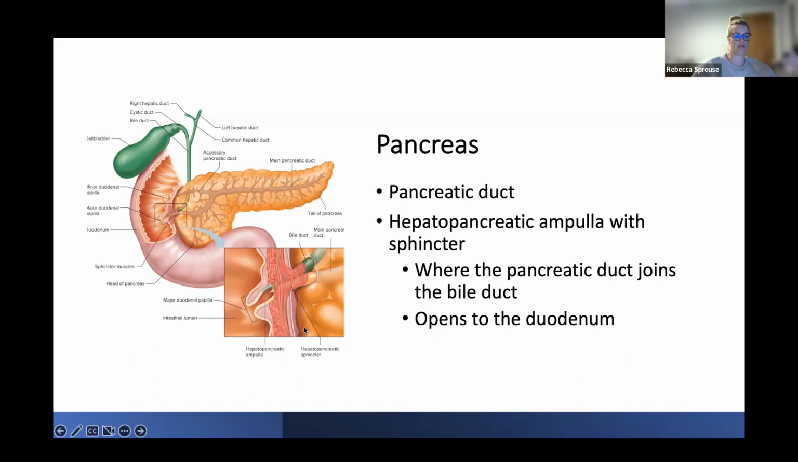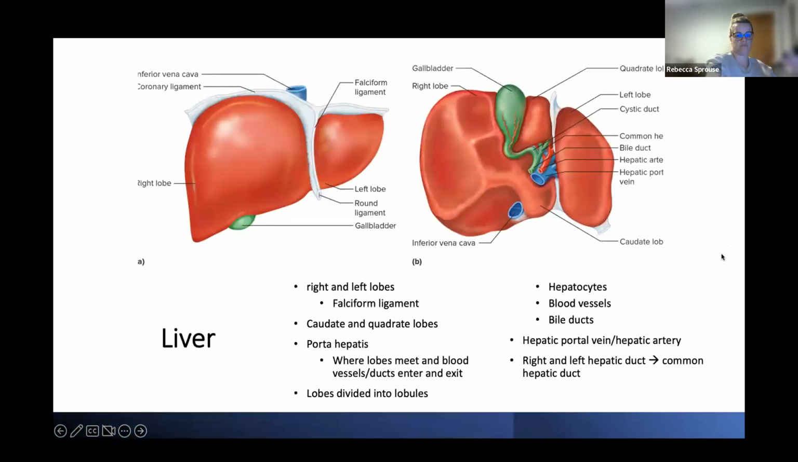Here's a close-up of that. If anybody's ever heard of the term ampulla of Vater, it's named after the person who discovered it. That is the same thing.